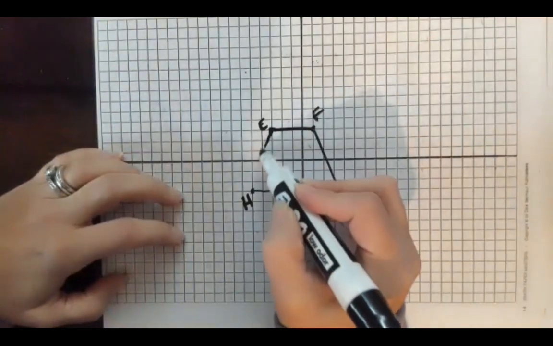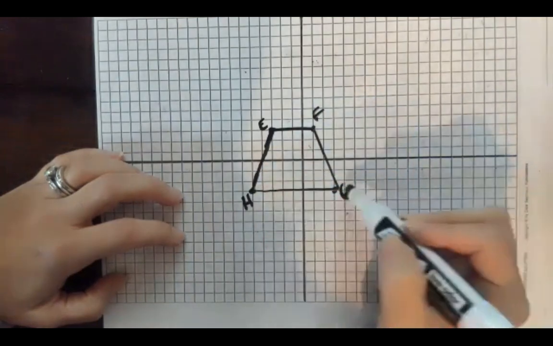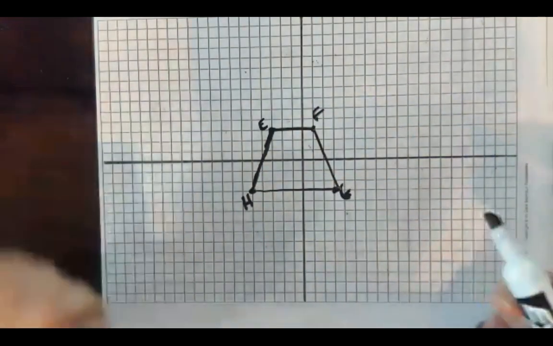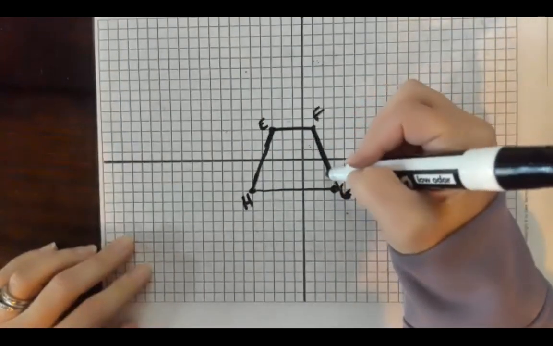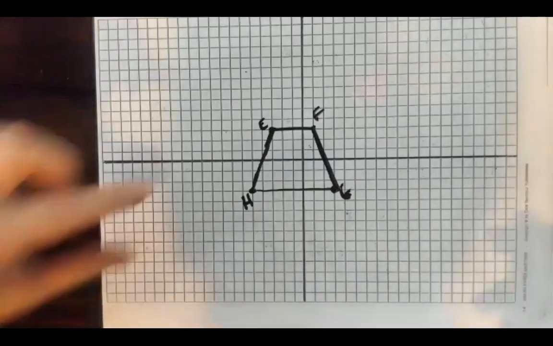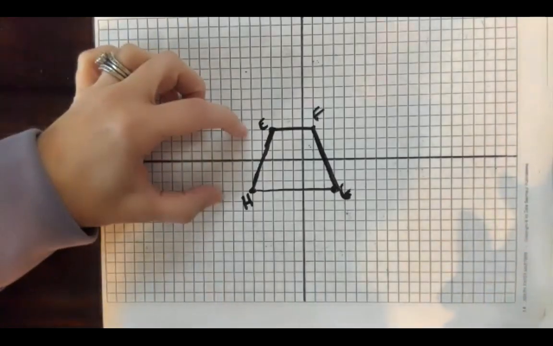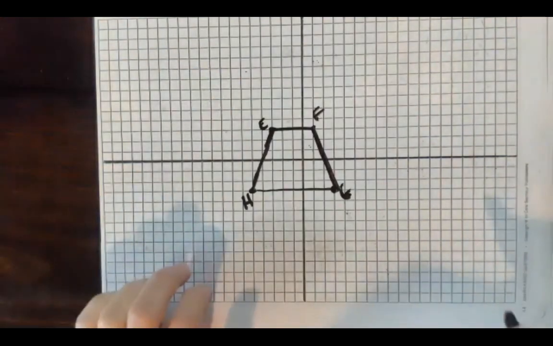Would it be helpful if I had a straight edge? Yes, it would. Okay, a little off there. All right. And we need the midsegment. So we need the midpoint of EH and FG. So let's start with EH.